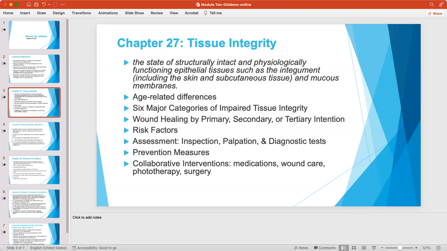And now we'll be discussing the age-related differences. In infants, they have thinner, more permeable skin with less subcutaneous tissue. They are at higher risk for fluid loss and thermal regulation issues, and their skin is usually smooth and dry, while the older adults have thinner skin. It's less elastic. They have decreased strength. They have decreased subcutaneous tissue and less lean muscle mass, which can cause the skin to hang.